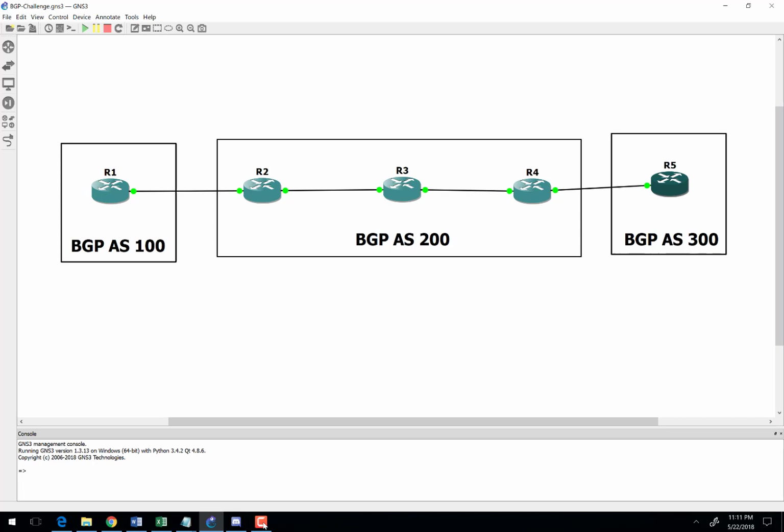When I asked Praveen where he got this challenge, this topology, he got it from a buddy who I believe saw it on a Cisco Live presentation. I don't know which one just yet, but when I find out, I will put a link in the show notes below.